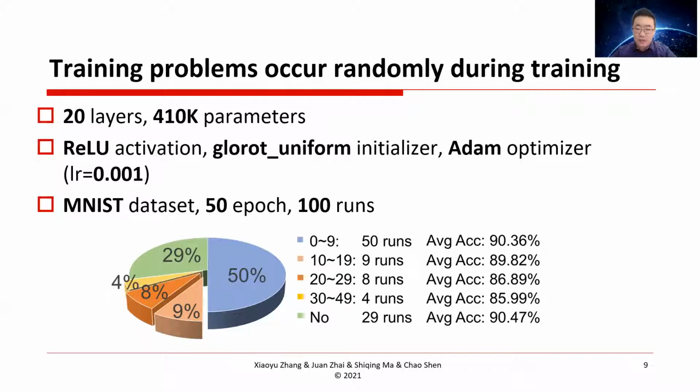The distribution of the stage when the problem occurs is shown in the pie chart on this slide. We can see that the problem occurs separately in the training. It occurs in the first 10 epochs in 50 runs, and the rest of the problem occurs in other stages: 9, 8, and 4. There are even 29 runs trained normally until the end. The accuracy of each stage is 90.36%, 89.82%, 86.89%, 85.99%, and 90.47%, which exists significant difference between them.